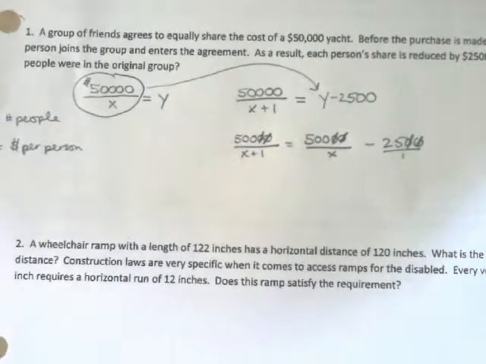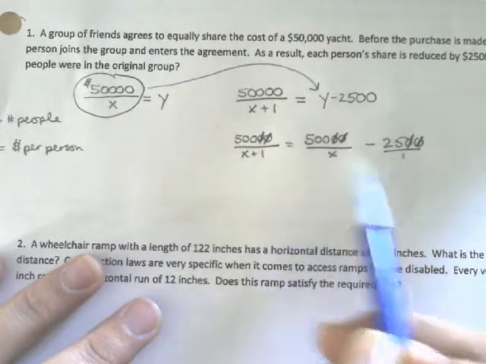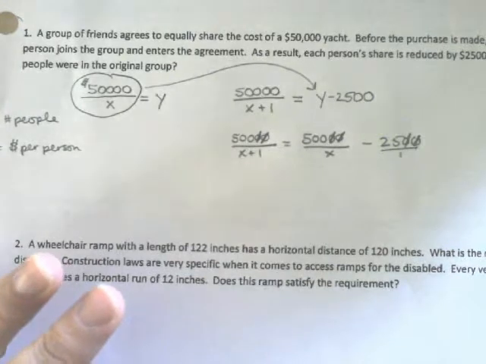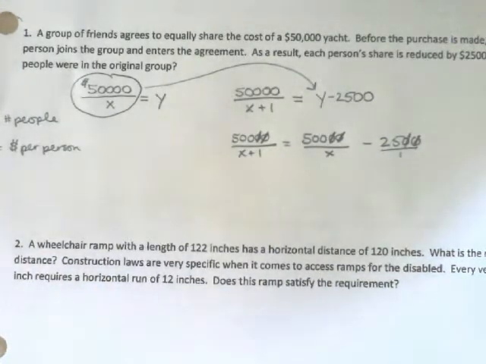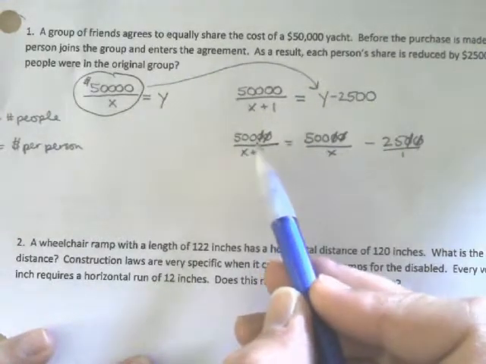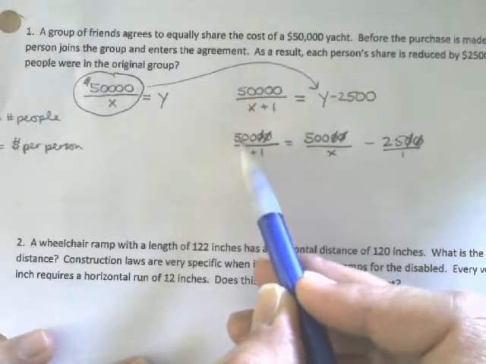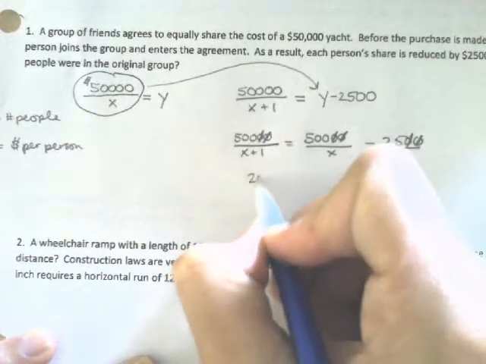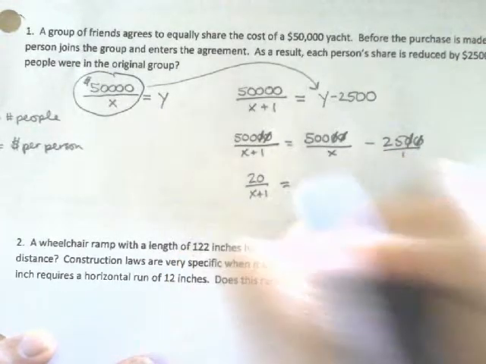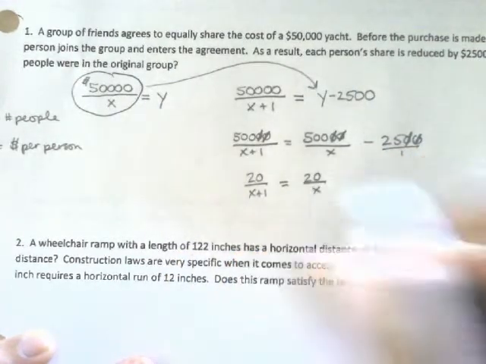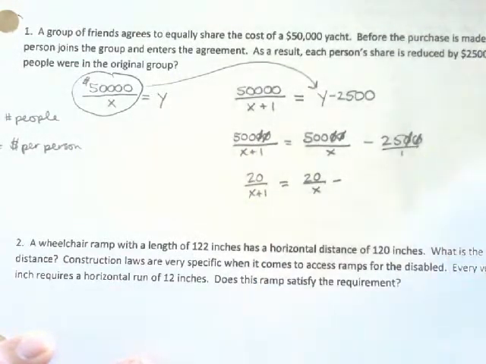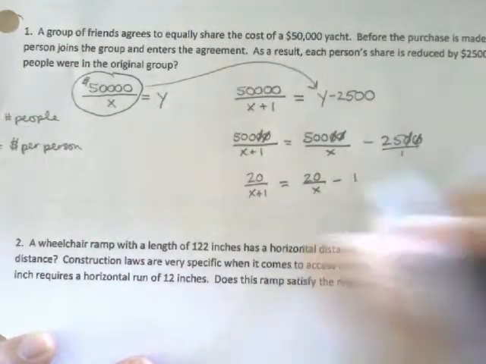I said 25. Oh, you said 2,500? Okay. Well, if people just want to get rid of the zeros first, they could. Then they've got a 500, a 500, and a 25. Out of which, Nick is correct, you can now divide out another 25. So 500 divided by 25: 25 goes into 50 twice, and then add the 0, so that would be 20 over X plus 1 equals 20 over X minus, and I'm dividing out of 25, so it's just going to be 1.